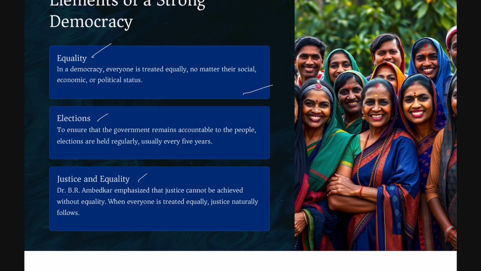Justice and equality. As Dr. B.R. Ambedkar emphasized, equality leads to justice. Everyone deserves equal treatment under the law, which in turn leads to justice for all. And his contribution to the Indian Constitution ensures that these principles remain central.